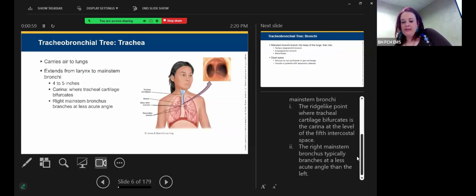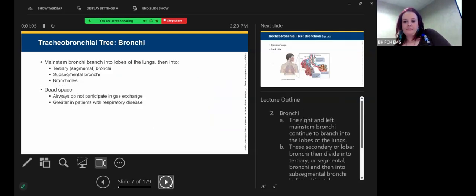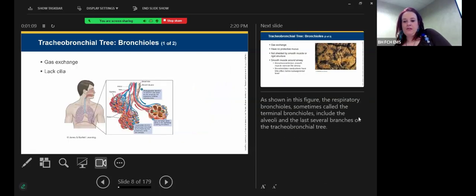The right mainstem bronchus typically branches at a less acute angle than the left. As shown in the figure, the respiratory bronchioles, sometimes called the terminal bronchioles, include the alveoli and the last several branches of the tracheobronchial tree.